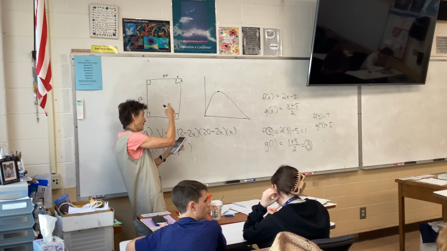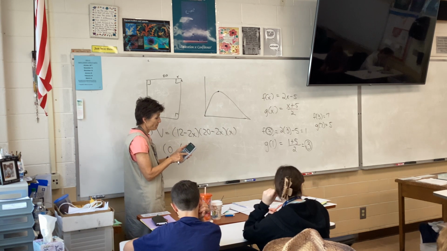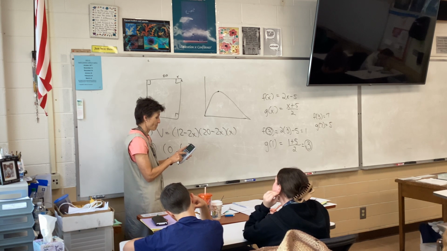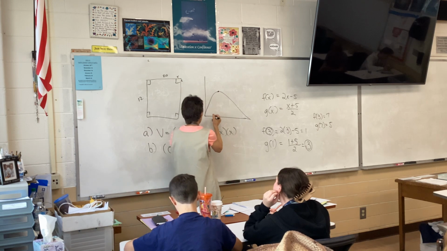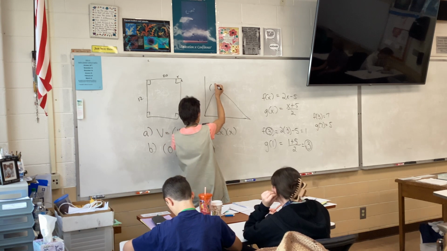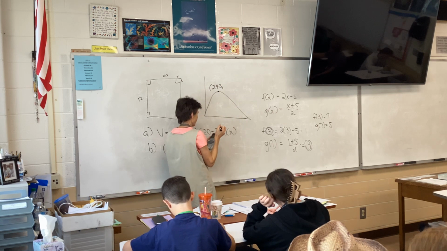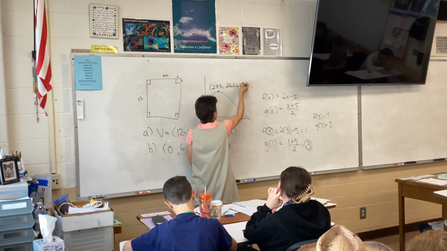Left bound on the left side of the mountain, right bound on the right side of the mountain, and maximum. I'm gonna round to the hundredth, I got 2.43, comma, 262.68.